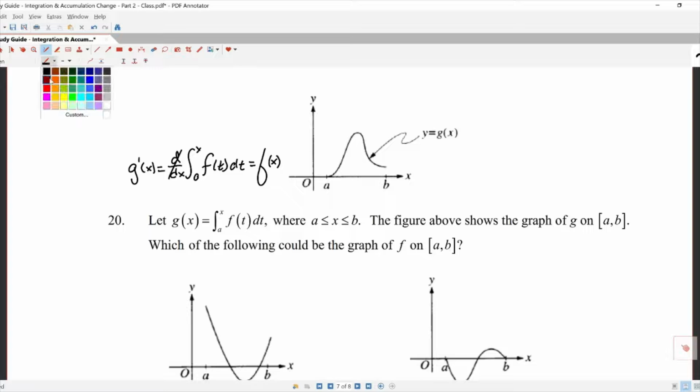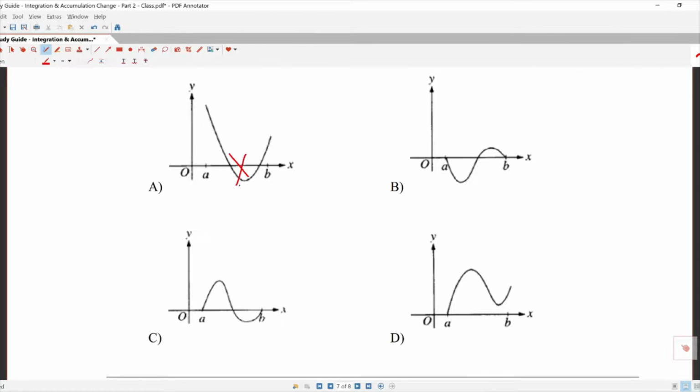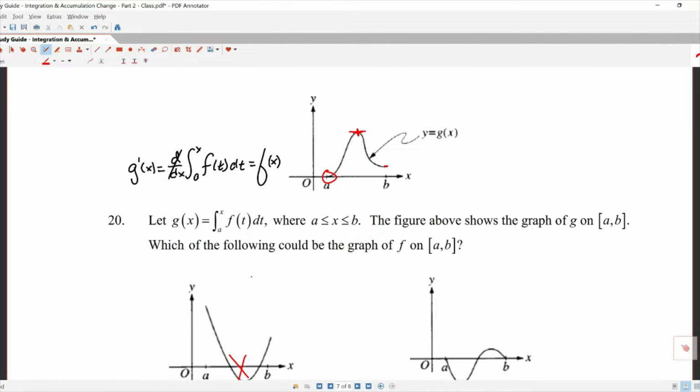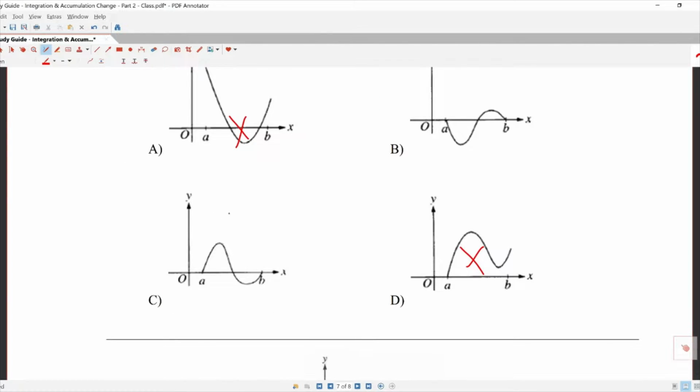So the key features here are we're looking for a function that is approximately 0 at a, approximately 0 somewhere in between, and approximately 0 at b. So if we look at our graphs here, this graph is out, this graph is out, and a and b are good. The only difference between a and b is that a is positive first and then negative. So if we go back to our graph, the slope here is positive and the slope here is negative. So I'm looking for a graph that is positive and then negative, and that would be letter C.